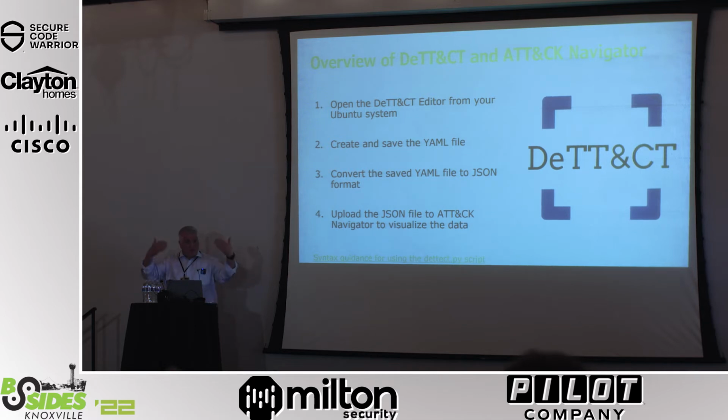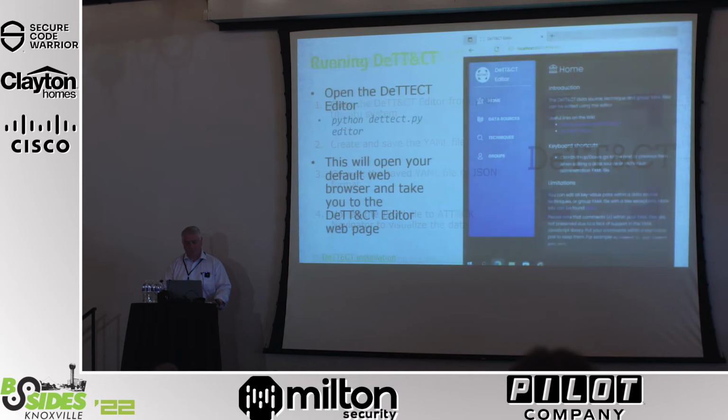So once you create this YAML file, you save it, and then you need to convert the YAML file from YAML format into JSON format. So ATT&CK Navigator uses JSON. So there's a one-line script that you use to convert the YAML into JSON format. Then you upload that JSON file into ATT&CK Navigator so you can get the visualization.